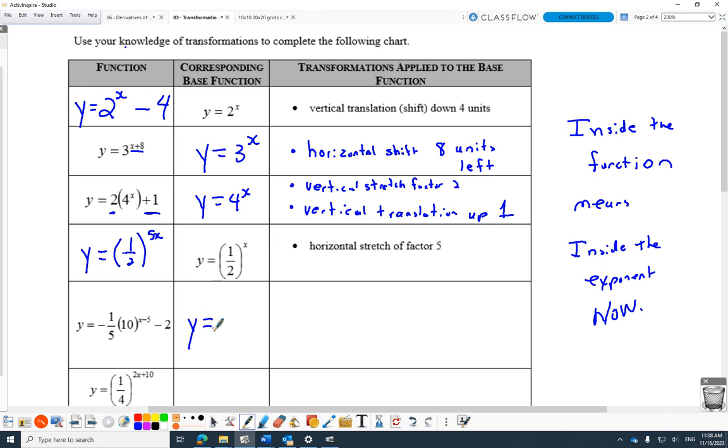That's wrong. After all that, I got so excited about my explanation, I used the wrong number. It's 1/5. I don't know how that happened. I was on a roll there, but this is a 1/5 because it's a horizontal stretch.